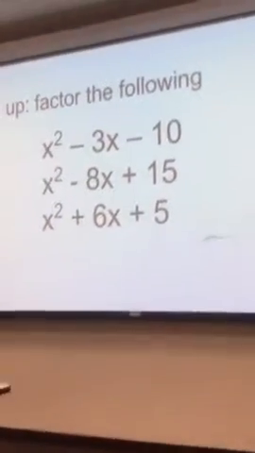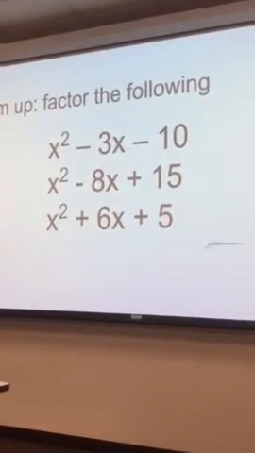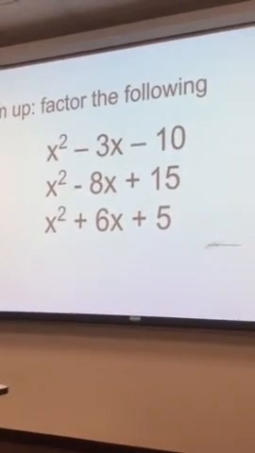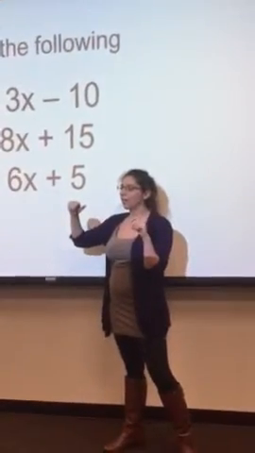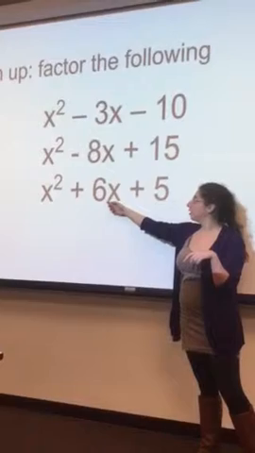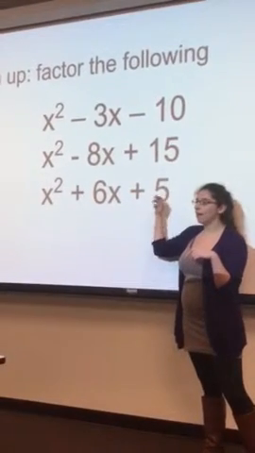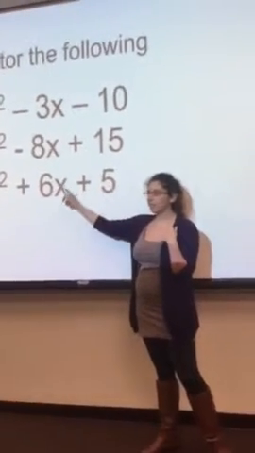Okay. Here's your warm-up. Factor the following. We learned this yesterday. Quick hint. Remember, the two numbers that we have to come up with have to multiply to this end term and add to this middle term. Product, sum.